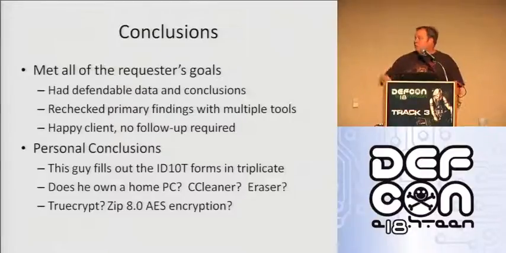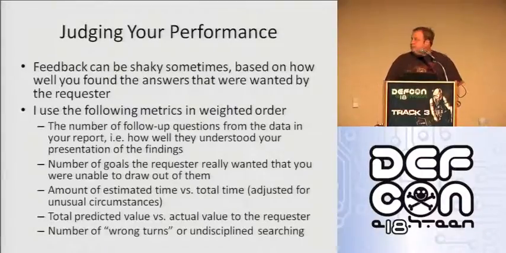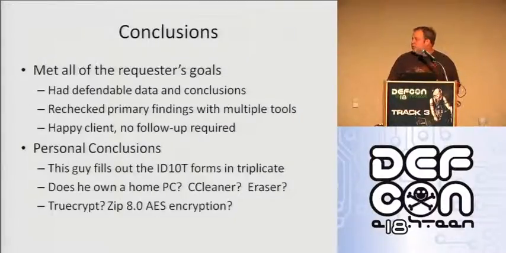So here were my personal conclusions from the case. This guy really does fill out his ID-10-T forms in triplicate. I mean, it was amazing, right? It's idiot. But it was just amazing that there was so much information about what he was going to do and how he was going to sell it and who he was going to sell it to and how he was going to take these contracts. And I'm surprised they just didn't walk by and actually catch him. But he does even own a home PC, because that's where that stuff should have been. And, of course, Eraser and CCleaner and TrueCrypt and all those good things. So that was interesting, right? I think I covered all of that.